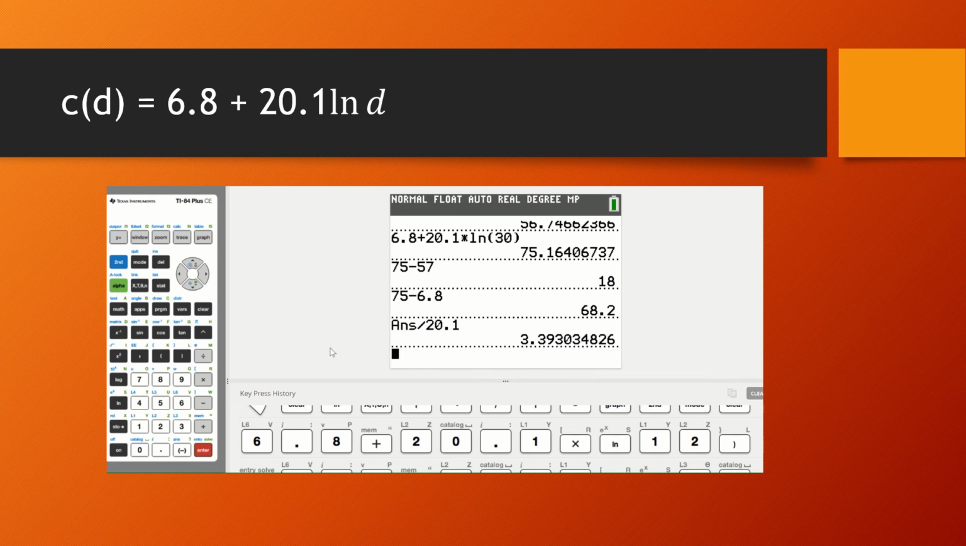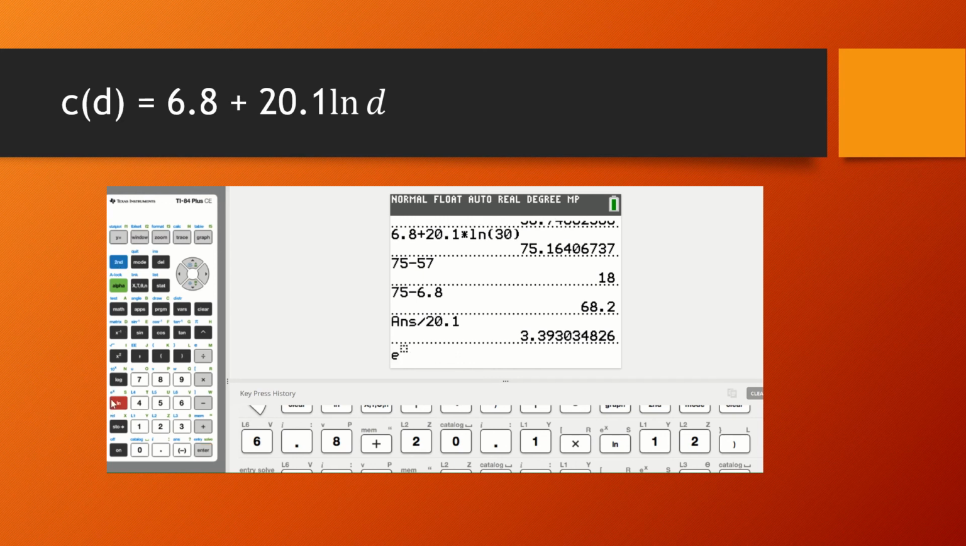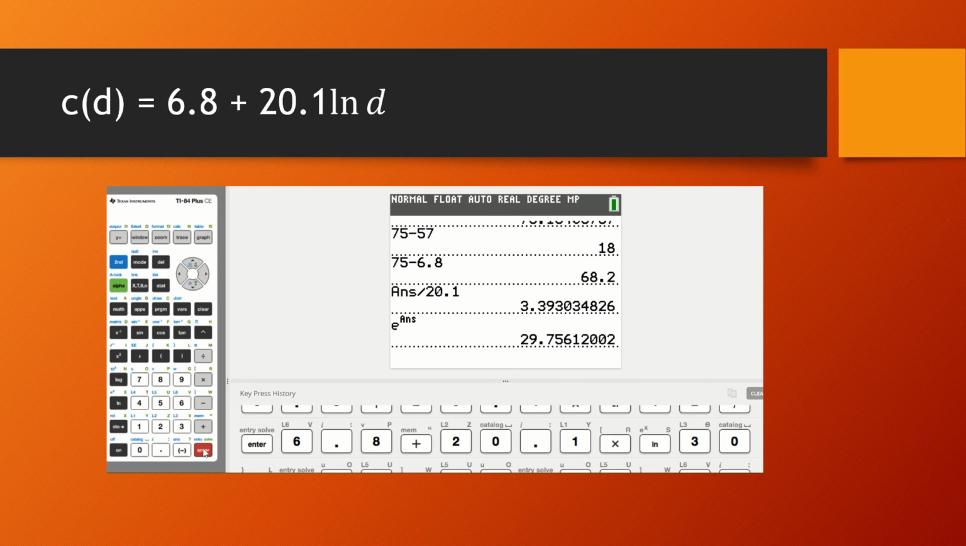So if I substitute in the natural base, I'm going to hit second ln, which brings up e, and I want to raise it to this power that I previously found, so I'm going to hit second answer, and that puts in that as an exponent. And let's hit enter, and I hope I'm going to get somewhere near 30. 29.756, and if I round that to the nearest whole number, that also would be 30. How about that? Shazam.